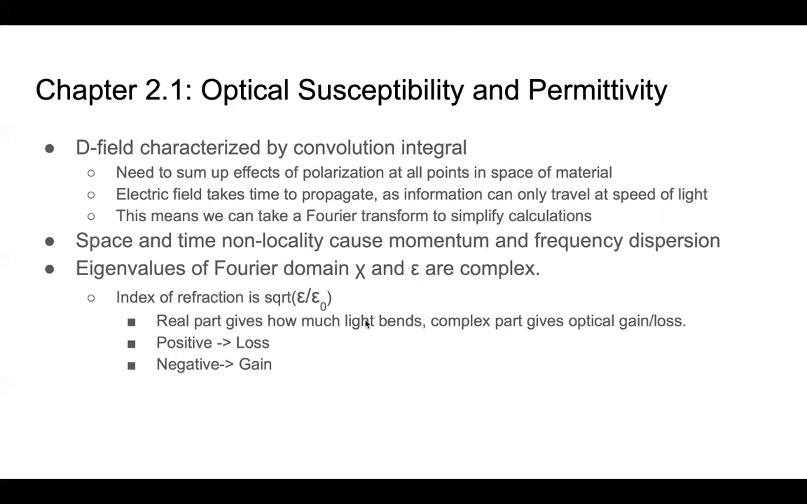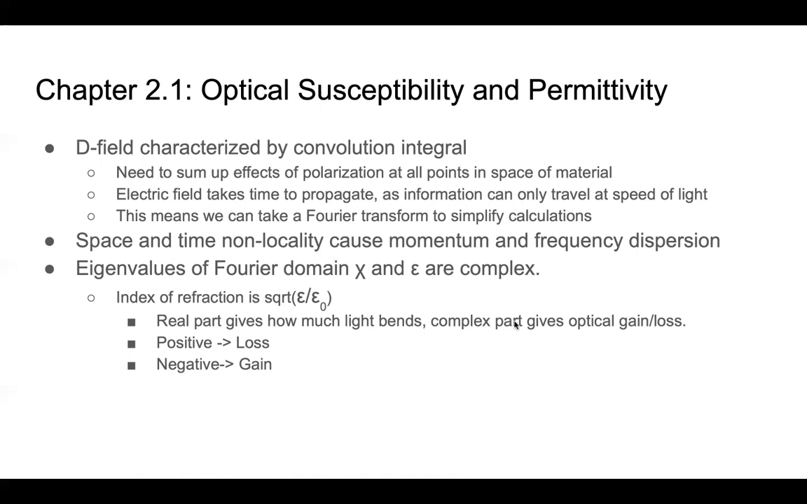And the index of refraction is just the square root of epsilon over epsilon naught. So that just tells you how light and electromagnetic waves and fields behave in the material. The real part gives you how much light bends in the material, so it's your traditional index of refraction, where n is around 2 in water or whatever. Then the light goes in and bends, or you have a prism and white light, and it'll bend the white light into a rainbow. You can model that with the real part of the index of refraction.